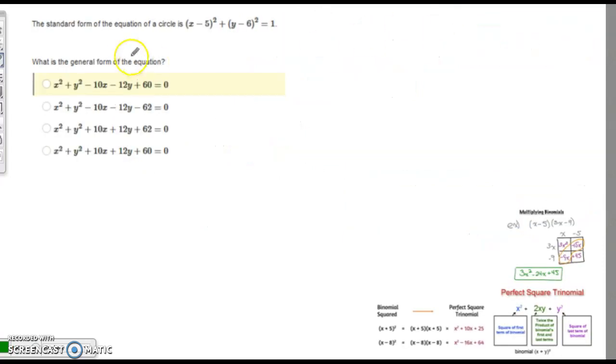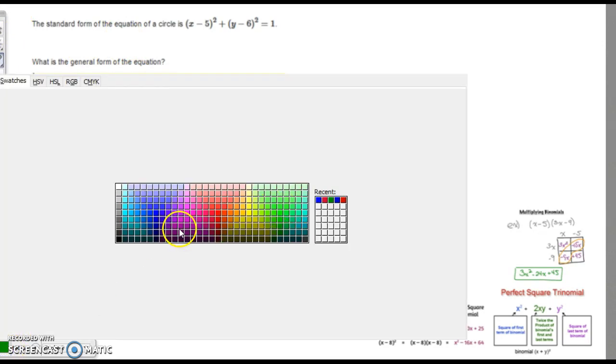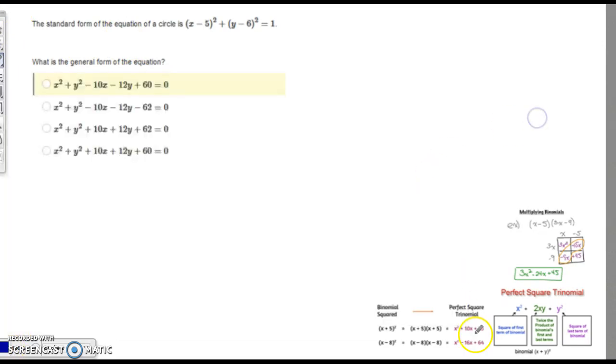All right, so the standard form of the equation is given. What is the general form? So this way we're going the opposite direction. So we have a couple different ways we can do this. I'm going to show you one on each problem because I don't have time to do each way.